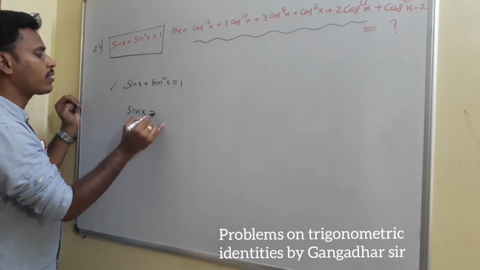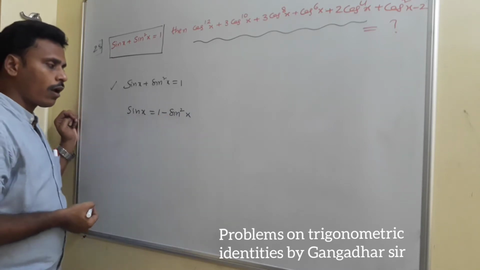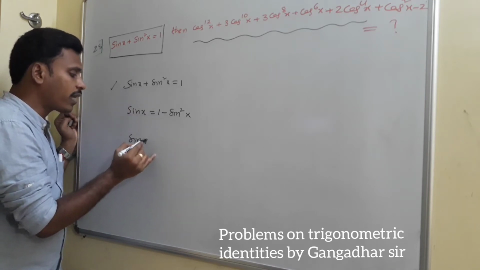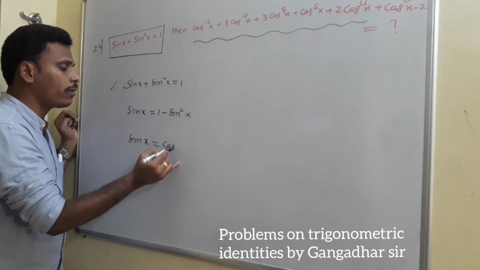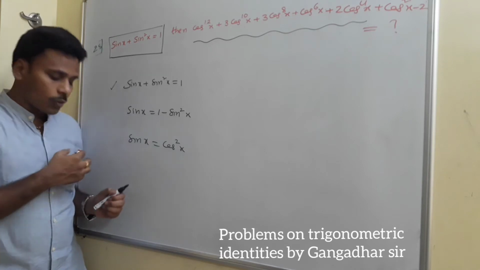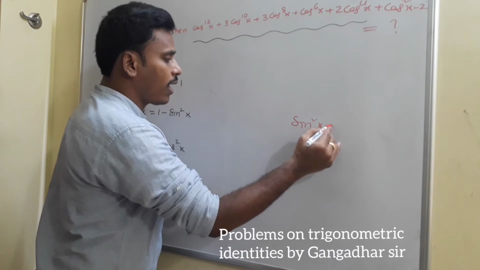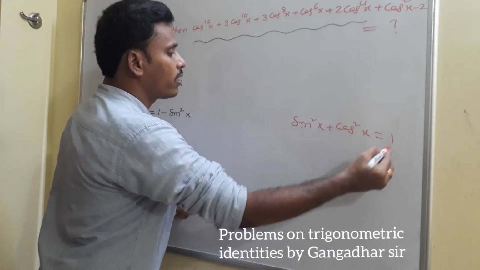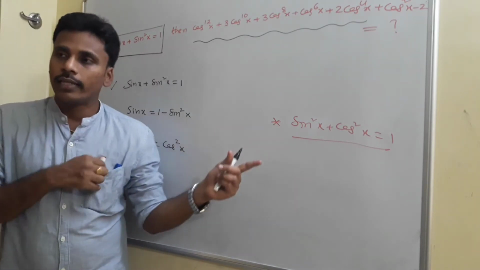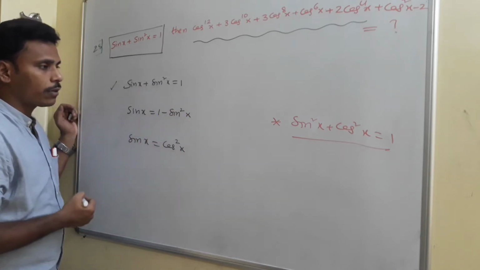If you send sin square x to that side, it becomes sin x is equal to 1 minus sin square x, right? And this 1 minus sin square x can be written as cos square x, because we have an identity. What is that? Sin square x plus cos square x is equal to 1. I think you know it. To solve the problems in today's class, frequently I will use all the identities which I have, and among those this is one of the frequently used ones. Sin square x plus cos square x is equal to 1. So 1 minus sin square x is nothing but cos square x.